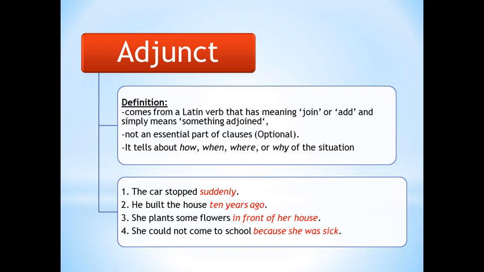Adjunct berasal dari kata kerja Latin yang bermakna menghubungkan atau menambahkan, dan bisa diartikan secara sederhana adalah sesuatu yang ditambahkan. Adjunct bukanlah hal yang esensial atau yang penting dalam klausa. Intinya dia boleh ada dan boleh tidak, optional. Dan adjunct menjelaskan tentang bagaimana, kapan, di mana, dan mengapa dari situasi.